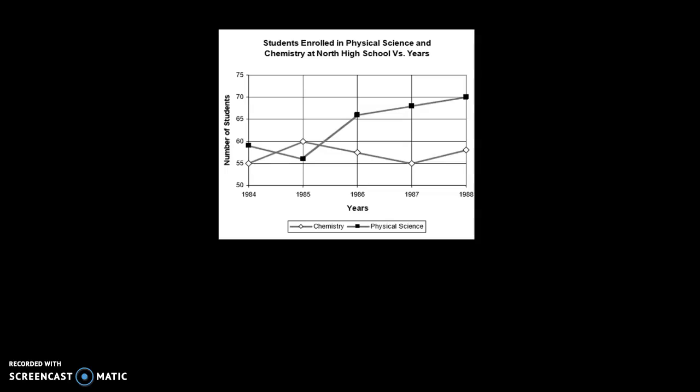Okay, so look at this graph. Students enrolled in physical science and chemistry at North High School versus the years. So in your x-axis, you have years, which we said is the independent variable. And then you have number of students, dependent variable. Sorry for the handwriting. What can you say by looking at this graph? What trends do you notice, and why do you think this happened?